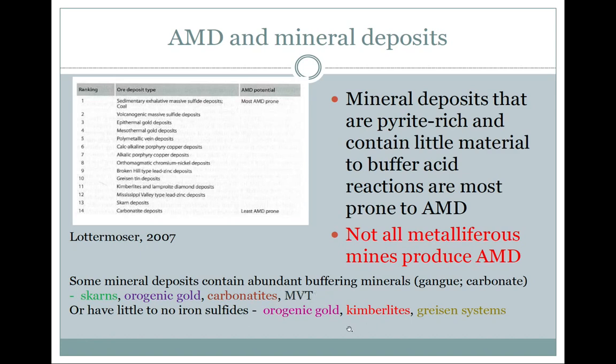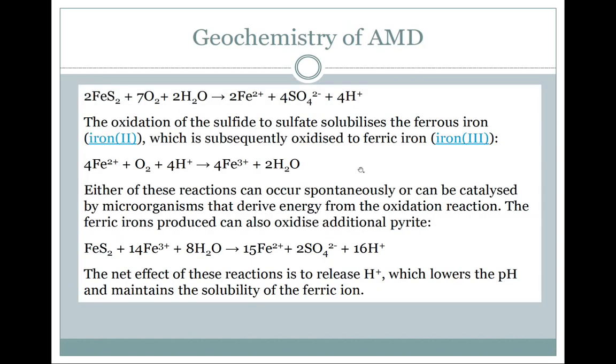And these other ones have limited iron sulfides: kimberlites, greisen systems. So it's mainly related to your massive sulfide style deposits, VMS, potentially epithermal gold styles. So how does this work?